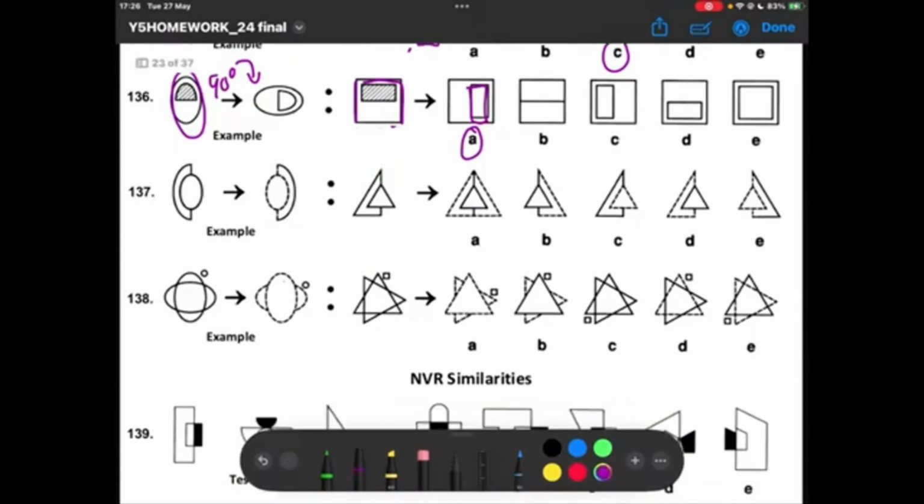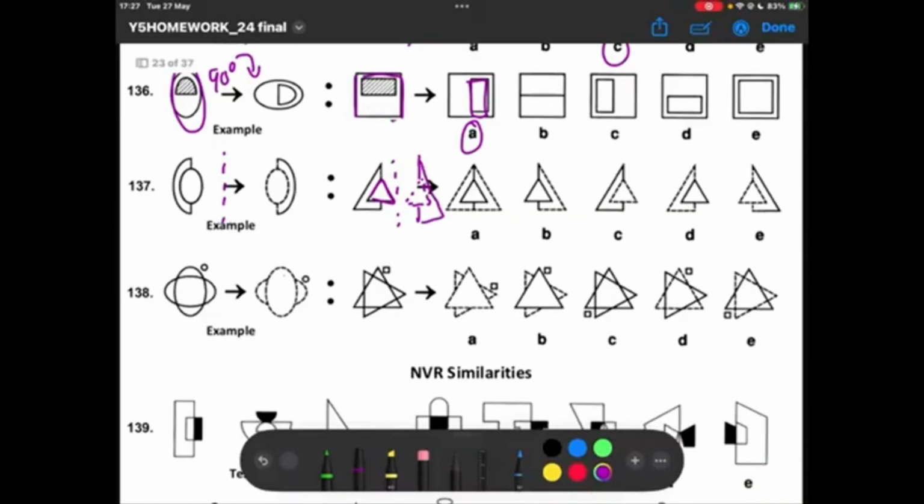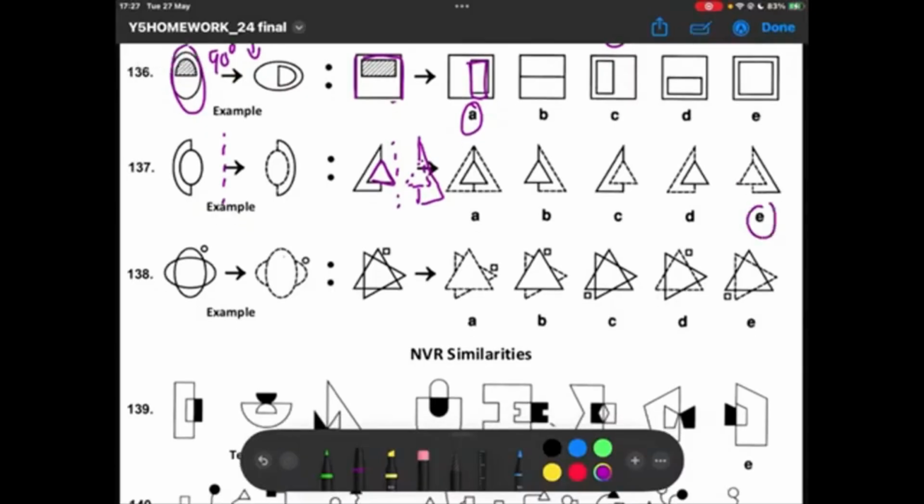Next question. This has also reflected, but now the inside oval has become dashed. So let's reflect this one. So the inside triangle will now become dashed. And then it's going to look like that. So the answer is E. The inside triangle and that line was dashed, and then we've got the outside triangle on the right side because it's reflected.